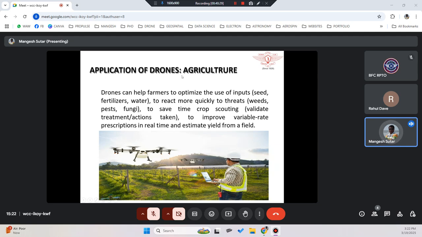Okay, so applications of drones, one is in agriculture. We have seen drones can help farmers to optimize the use of inputs like seed, fertilizer, water, to react more quickly to threats, that is weed, pest or fungi, to save time counting, validate treatment, and action can be taken to improve the variable rate prescription in real time and estimate yield from the field. So you can effectively utilize your agricultural drone for different purposes, like putting water or fertilizers, or even seeding, and you can improve your variable rate prescriptions.